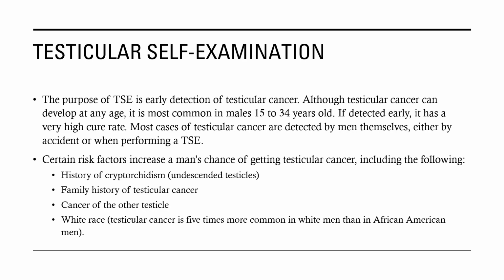Certain risk factors increase a man's chance of getting testicular cancer, including a history of cryptorchidism, so this is when the testicles have not descended, a family history of testicular cancer, cancer of the other testicle, so if they have cancer in one, they have a higher chance of having it in the other, and then white race. So testicular cancer is 5 times more common in white men than African American men. So this is where I told you don't get confused. African American men are more likely to have prostate cancer, and white men are more likely to have testicular cancer.